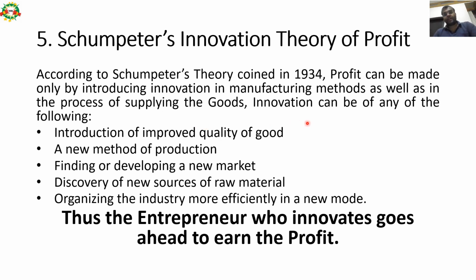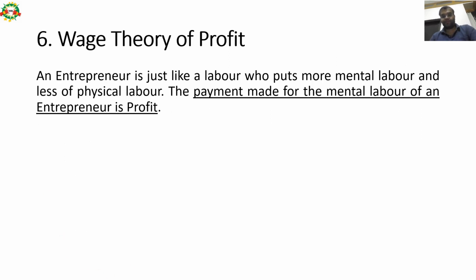So innovation can be of any of the following types. Could be maybe introduction of improved quality of goods, a new method of production, finding or developing a new market, discovery of new sources of raw material, organizing the industry more efficiently in a new mode. So, according to this theory, the entrepreneur who innovates goes ahead to earn the profit. So, this is the gist of this theory.